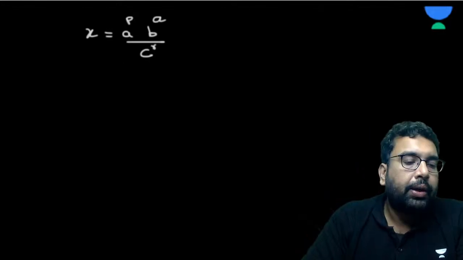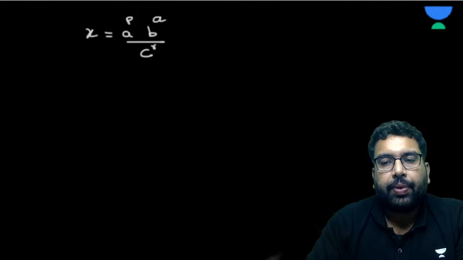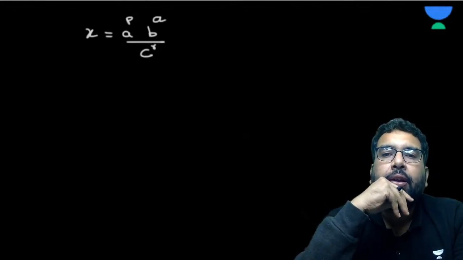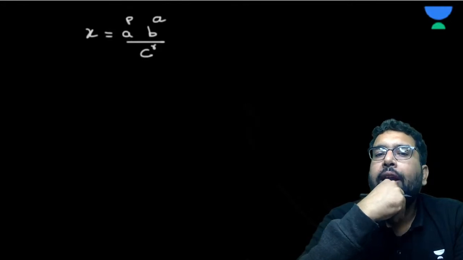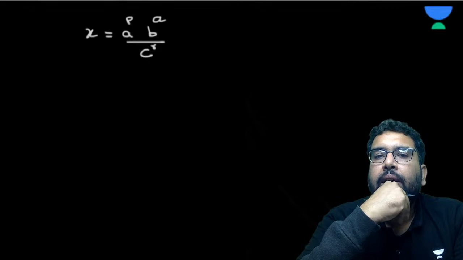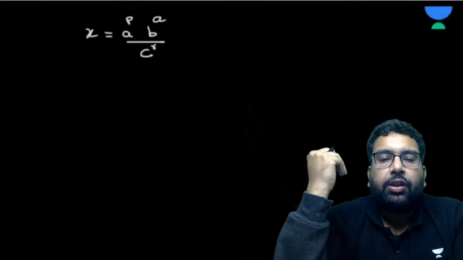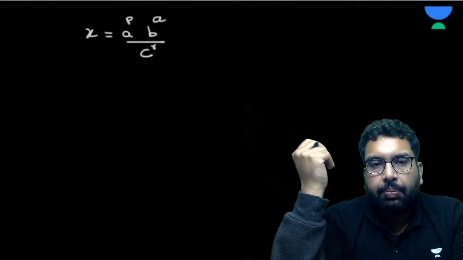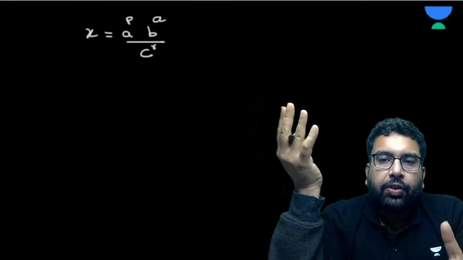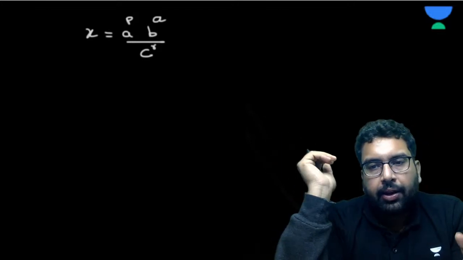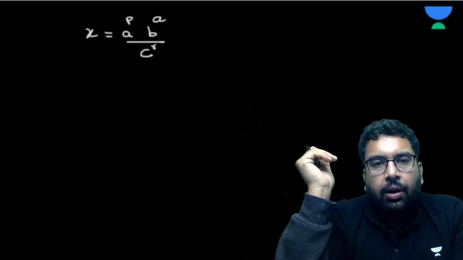Now, when the quantities have some powers in an expression, how can we deal with the propagation of errors? Because each of these individual quantities, like A, B, C, each quantity will have some error in it. So how are we going to deal with the error?